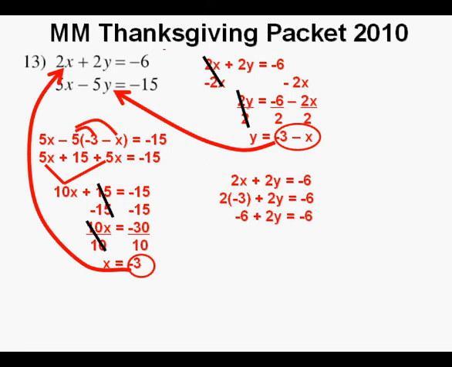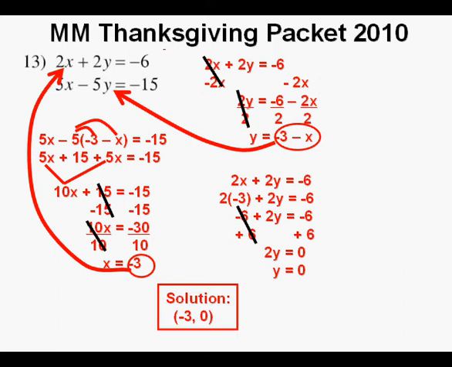That becomes negative 6 plus 2y equals negative 6. Add 6 to both sides of the equation. Negative 6 plus 6 cancel on the left side. We have 2y equals 0. And divide both sides by 2 and y equals 0.